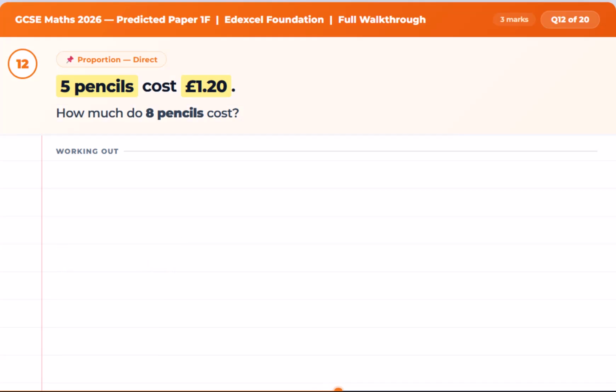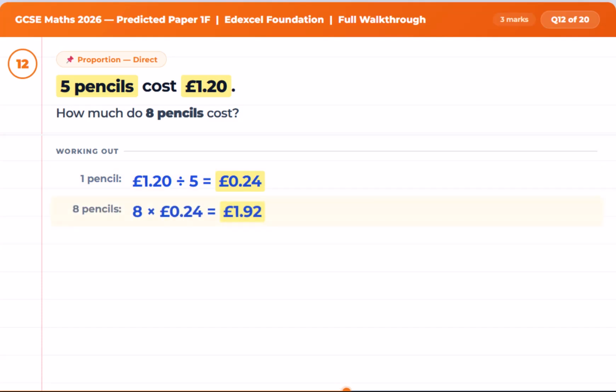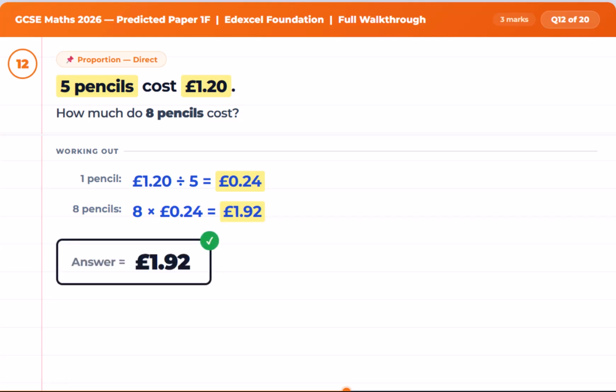5 pencils cost £1.20. How much do 8 pencils cost? Find the cost of 1 pencil. £1.20 divided by 5 equals 24 pence. Multiply by 8. 8 times 24 pence equals £1.92. 8 pencils cost £1.92.